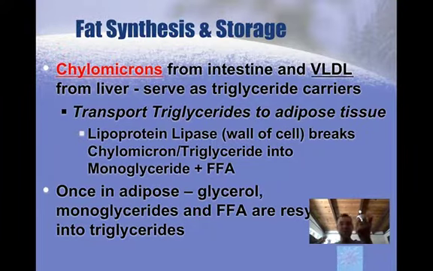Once we have fat in the cells, it has a couple of fates. First, it can go to adipose tissue. It can go to fat tissue. There's an enzyme that is at the wall of fat cells called lipoprotein lipase. Lipoprotein lipase will break down a triglyceride into a monoglyceride, which is basically a glycerol molecule with one fatty acid hanging off of it, and then leave those other two free fatty acids floating around.